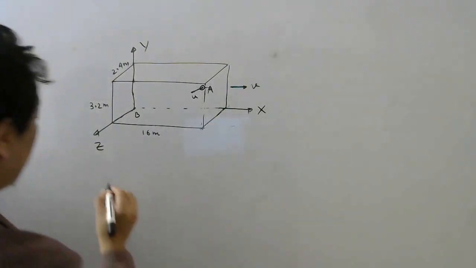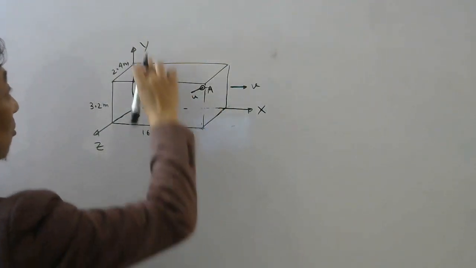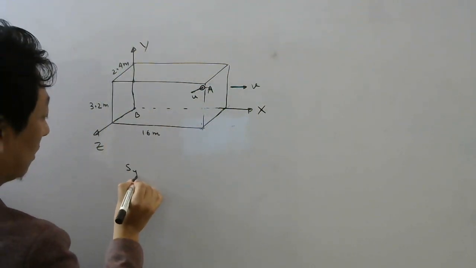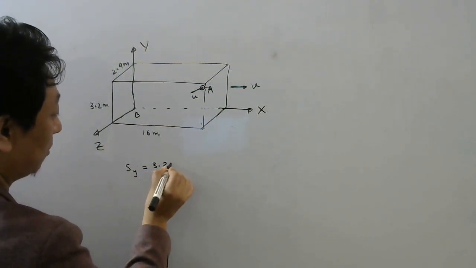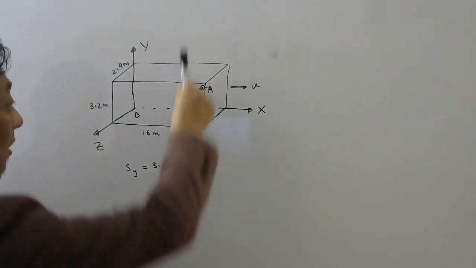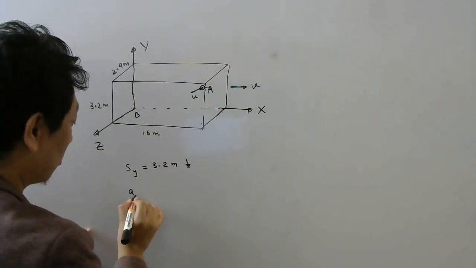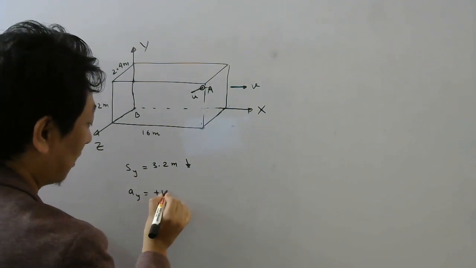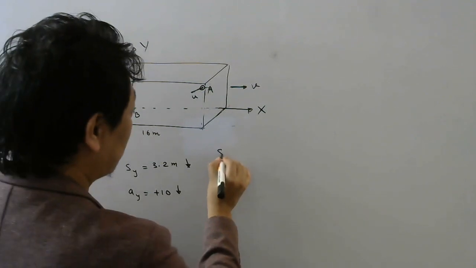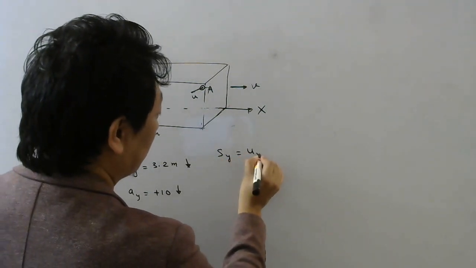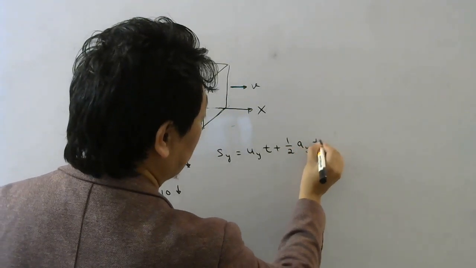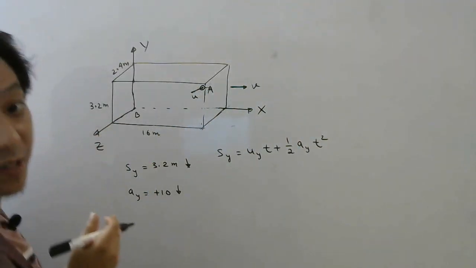So your vertical displacement will be 3.2 meter. The vertical axis is y, right? So your Sy is 3.2 meter downwards. Let me take downwards positive. Then acceleration due to gravity is also downwards, that is also plus 10, because I have chosen downward positive. So let us use the equation Sy equal to uy t plus half ay t square for this vertical direction.